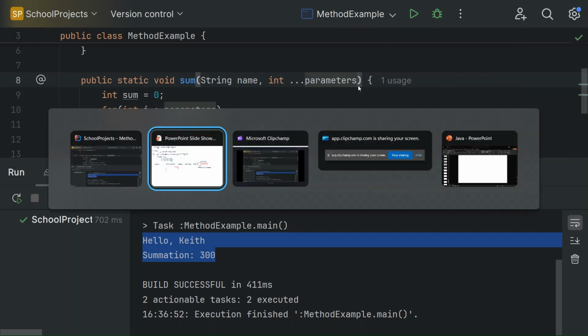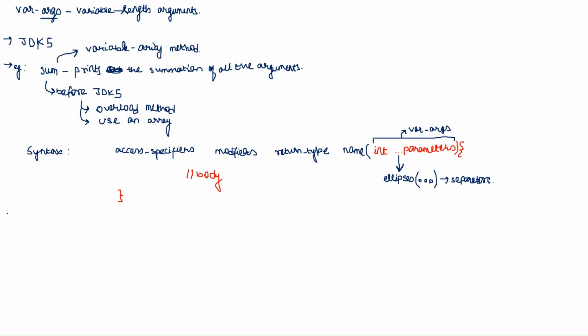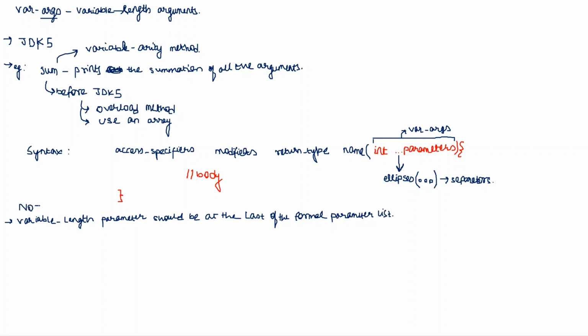So there is one constraint that you need to remember, and let me mention it down here. Variable length parameter should be at the last of the formal parameter list. And you need to keep this in mind, because this is really important.